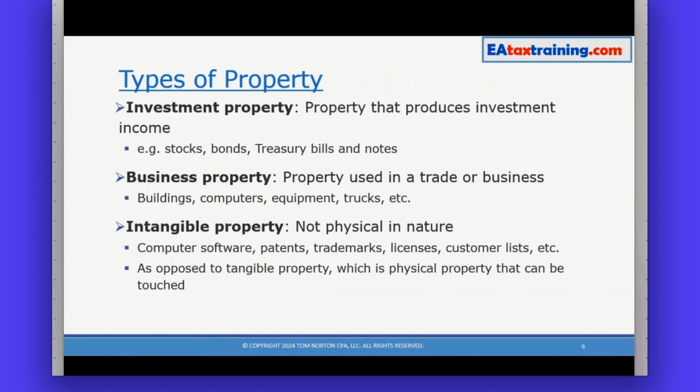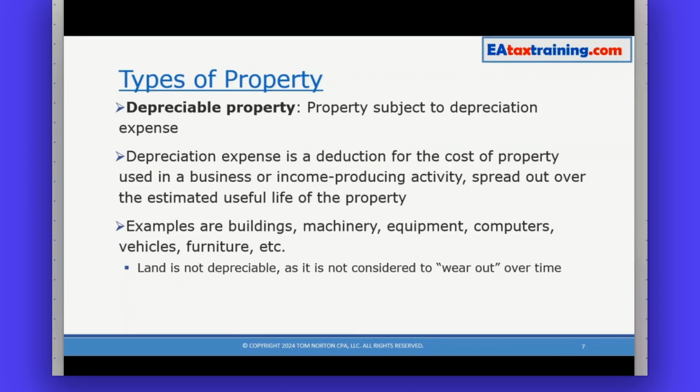Then there's intangible property and its opposite, which is tangible property. But intangible property is property that is not physical in nature. So this is things like computer software, patents, trademarks, licenses, customer lists, things like that. And its opposite is tangible property, which is physical property that can be touched. So think about a computer. So the computer itself is physical property, but the software that runs on the computer would be considered intangible property. So tangible and intangible property.